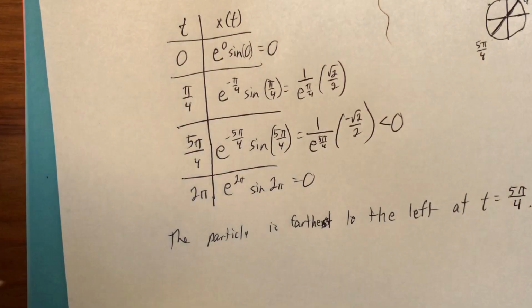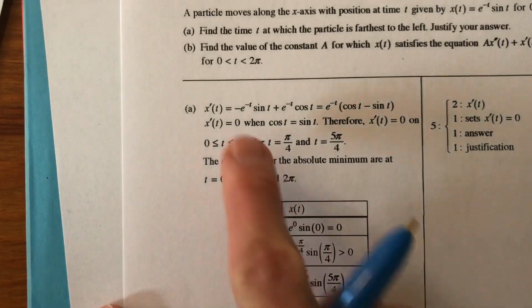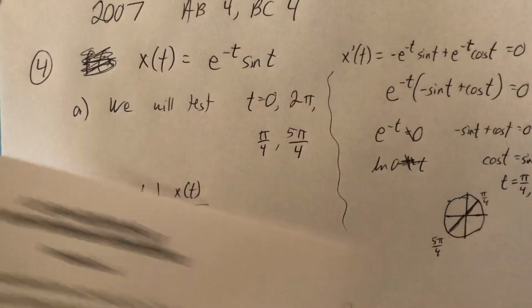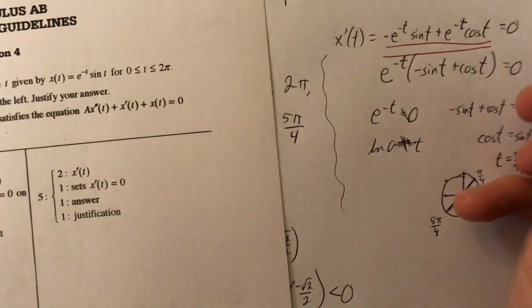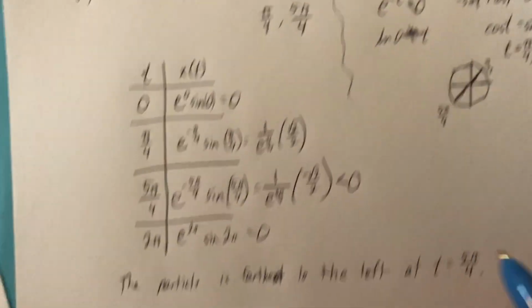Here goes. Answer key. We need to find the derivative. We get 2 points for that. So here we go. 2 points for that. We need to set that equal to 0. So we got a point for that. And we have our answer.